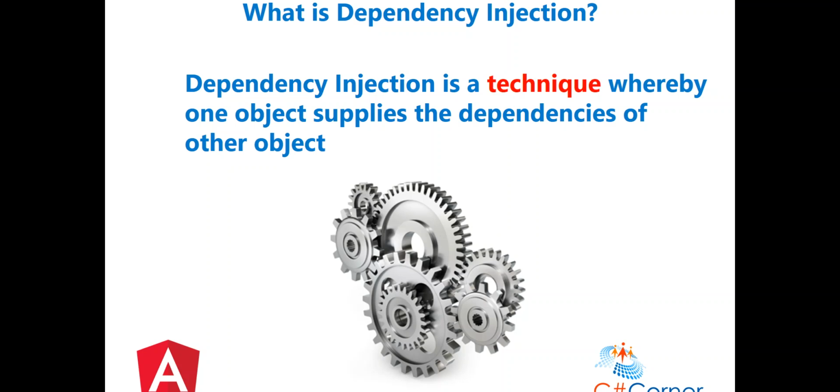DI is a technique where one object supplies or provides the dependencies of another object. It's very simple. If you look at the earlier example as well, it's a technique where one object supplies the dependencies that another object requires. So you do not need to worry about that dependency object's creation. Someone who is already aware of your dependencies will create and provide them to you at the right time.